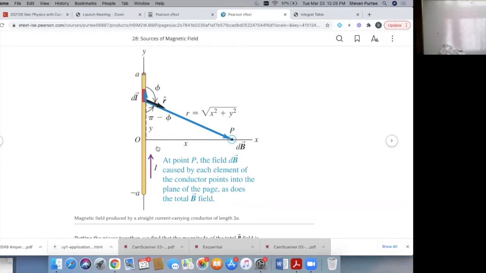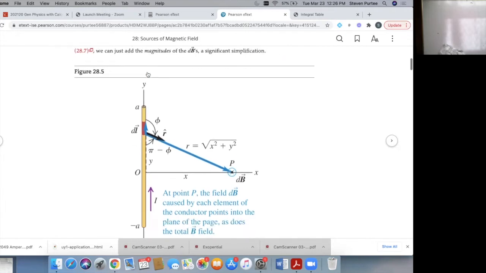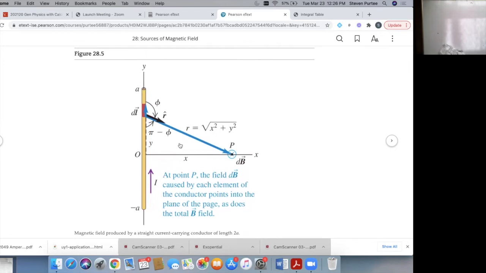So we're picking a very special case here. We've got a finite wire, current flowing through it. Right in the middle of the wire, I'm going to come out some distance x, and I want to find the magnetic field here at this point P caused by that current. And we're going to use the Biot-Savart law to do it. So we're going to do this using differentials, or we could do it using Riemann sums. Either way works just fine.